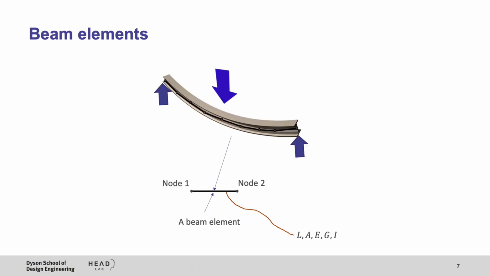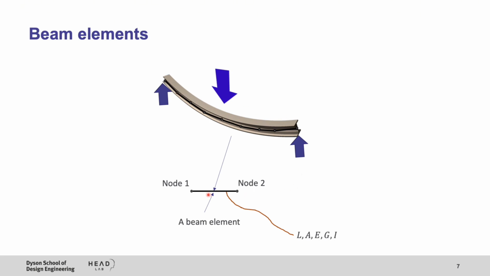Now we use beam elements to build a finite element model for the beam that is shown here. We discretize the beam with beam elements as shown here. So you can see 1, 2, 3, 4, 5, 6, 7, 8 beam elements are being used here to discretize this beam.